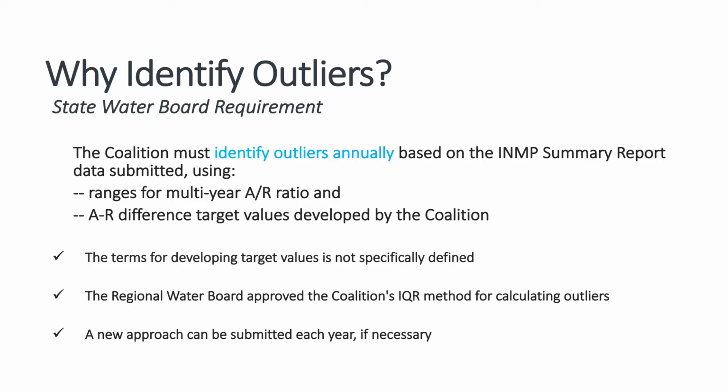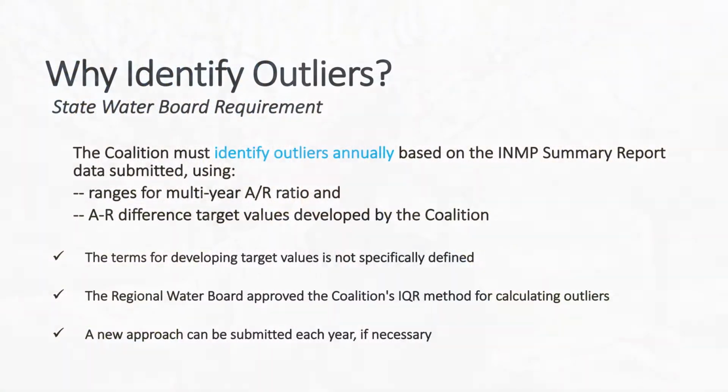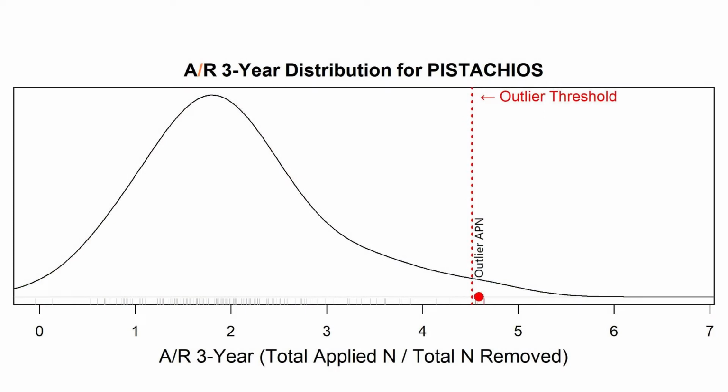The terms for developing the target values are not specifically defined, so we came up with a statistical approach that identifies fields that are fertilized outside of the normal range that growers are using for that particular crop. The method that we use is a statistical analysis called the interquartile range, which was accepted by the regional board. If we need to determine a different approach in the future, we will. But for now, this is the approach being used by the coalition in the Central Valley.